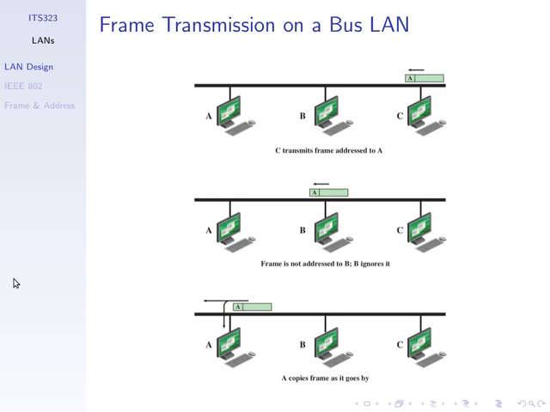An example of the transmission. Here, C wants to transmit to A. C transmits a frame onto the bus. It has the destination address A in that frame, in the frame header. It is transmitted across the entire bus. B, the frame is not addressed to B. B ignores that frame. B sees it, effectively receives it, but does not take the data from the frame. It ignores it. A sees a copy of the frame, recognises it's the destination, takes a copy of that frame.